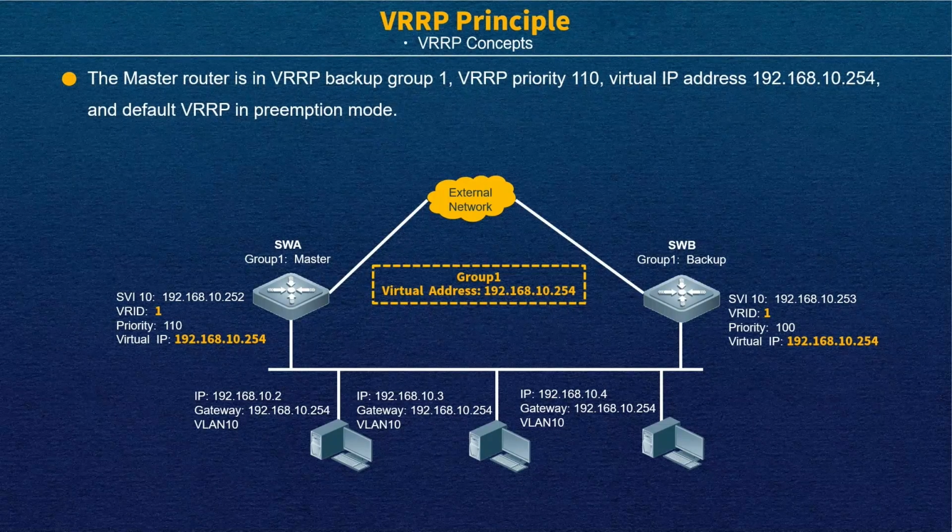So finally, the master router in the VIP backup group 1, the priority is 110, the virtual IP address is 192.168.10.254, and by default, the VIP is in preemption mode. What does preemption mode mean? The first time, to select the master, we compare the priority, right? If later we reduce the priority according to some special scenario to make switch A's priority become 90, the value will be smaller than switch B.